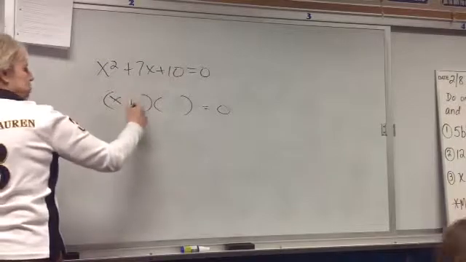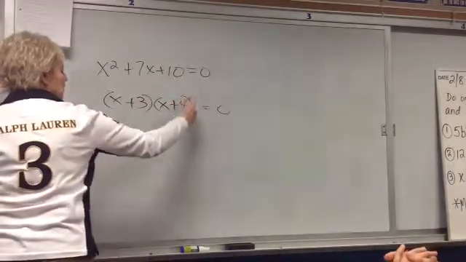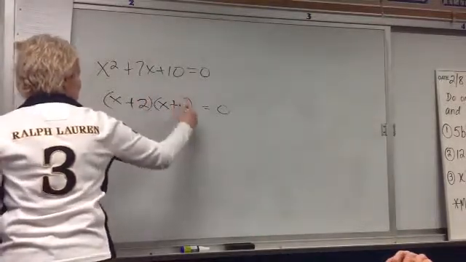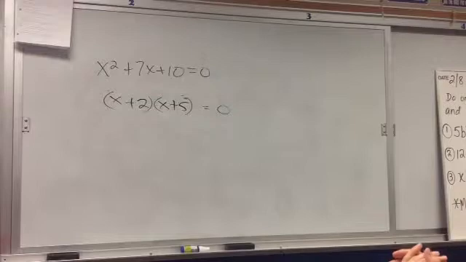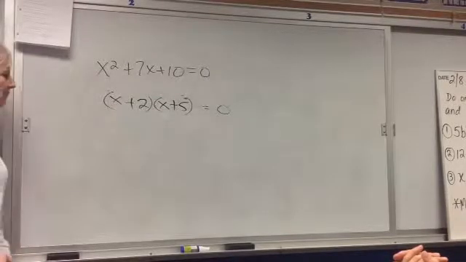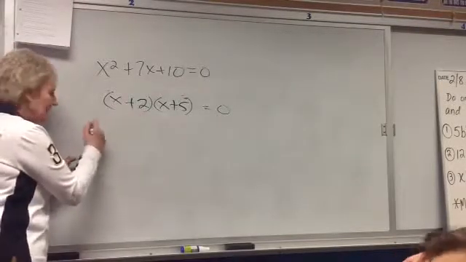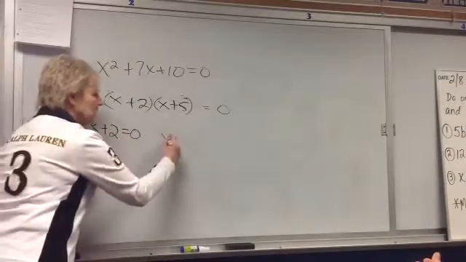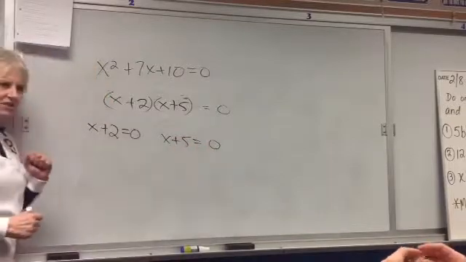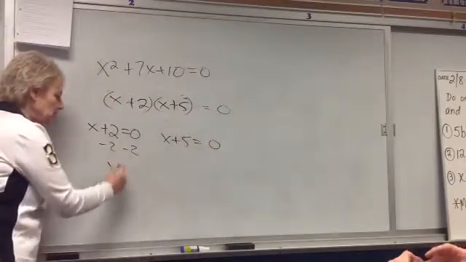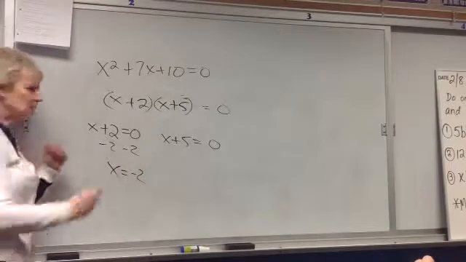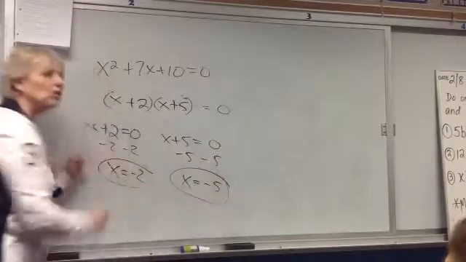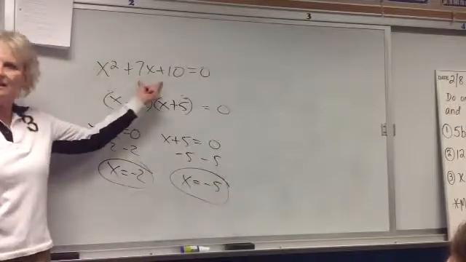Okay, this was x plus 3, x plus 4. No, that's not right. X plus 2, x plus 5. Okay? We just factored it right before we turned the camera on. You will take x plus 2 and set it equal to 0. And you will take x plus 5 and set it equal to 0. You'll subtract 2, x equals negative 2. You will subtract 5, x equals negative 5. Those are your two solutions that work.